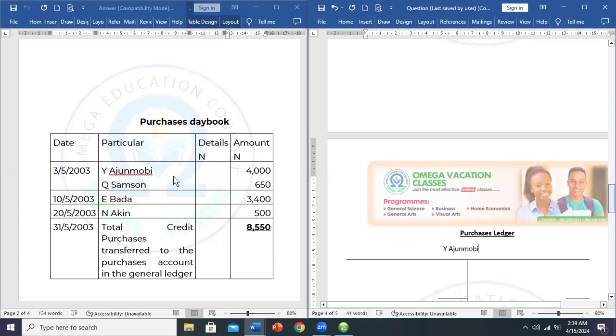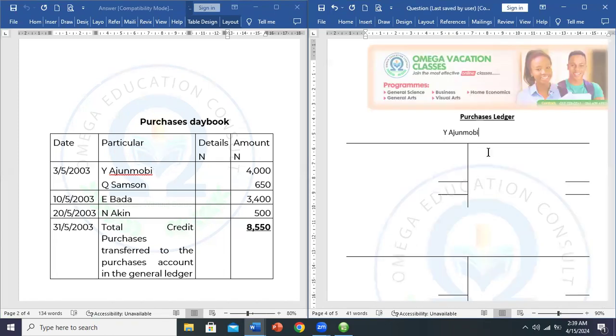So when you open the account for the creditor, this time you credit them, because when you purchase goods from a creditor or a supplier, you credit that person and you debit your purchases account. We bought goods from Y Ajun Mobi. You open the purchases account, debit it, and you credit Ajun Mobi. So we are going to credit on the 3rd of May 2003. This time the narration will be purchases, and the amount is 4,000.